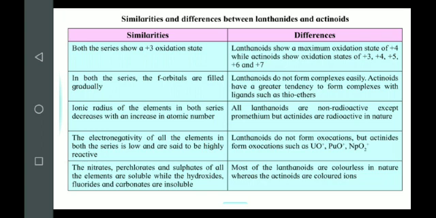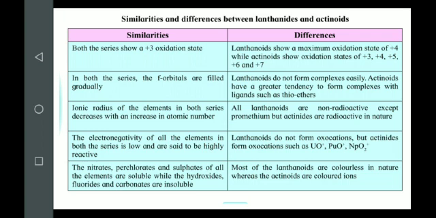Lanthanoids do not form complexes easily, whereas actinoids have a greater tendency to form complexes with ligands such as thioethers. The reason is the same: the actinoids are more reactive due to their greater charge to size ratio, and they have a greater tendency to form complexes.